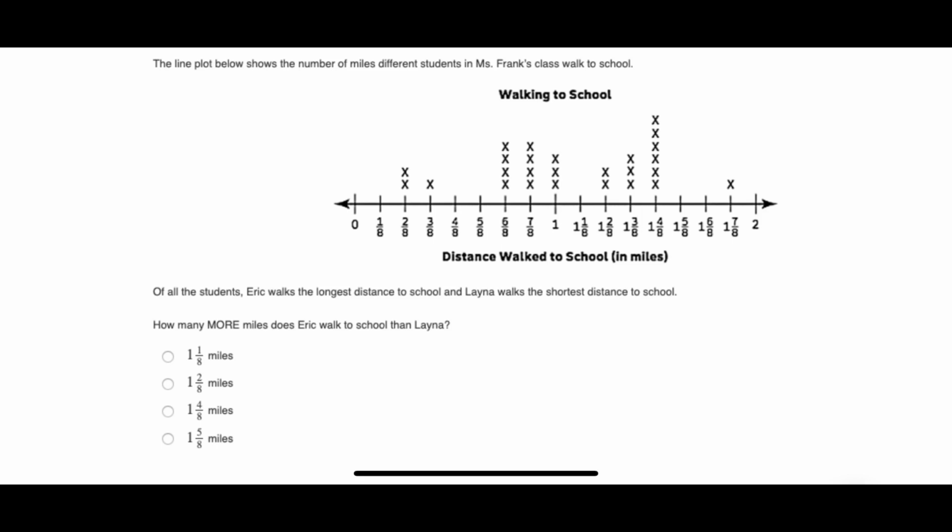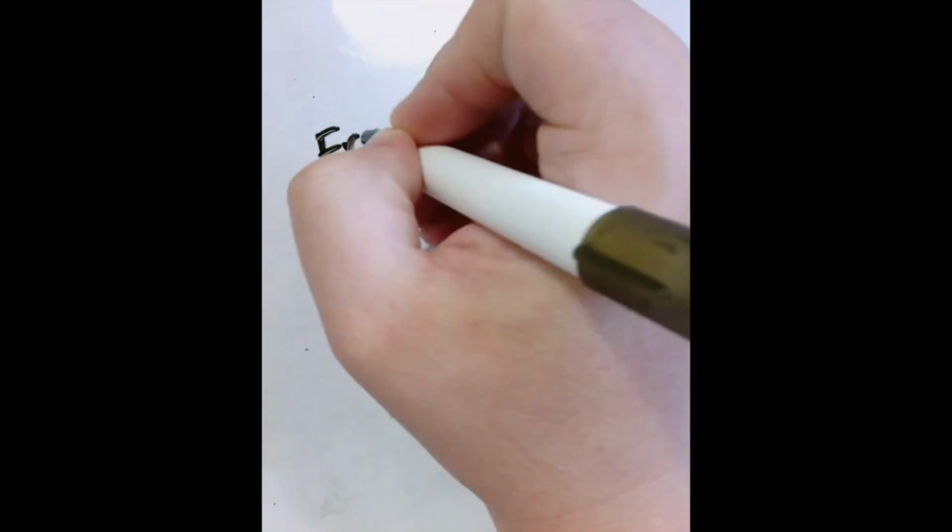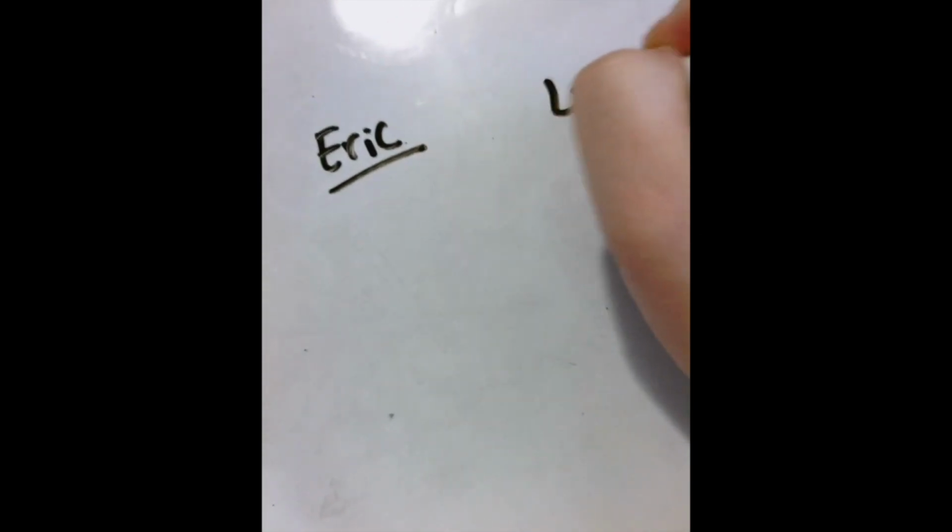Of all the students, Eric walks the longest distance to school, and Lena walks the shortest distance to school. How many more miles does Eric walk to school than Lena? Alright, so if we want to figure out how many more miles Eric walks to school than Lena walks to school, the first thing we need to do is figure out how far does Eric walk and how far does Lena walk.